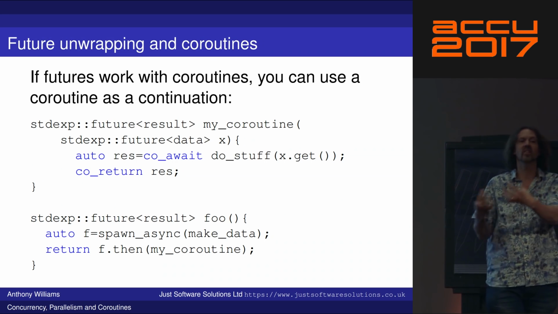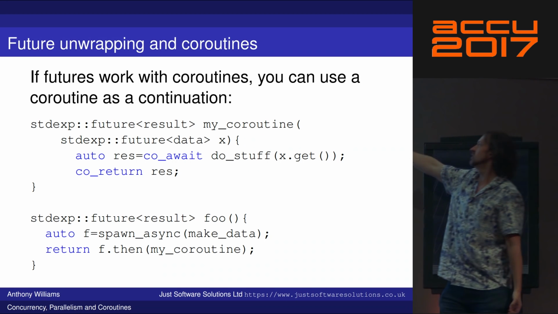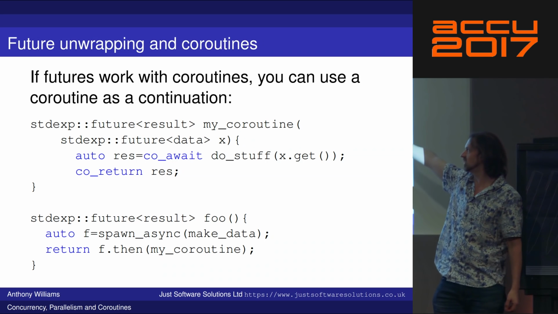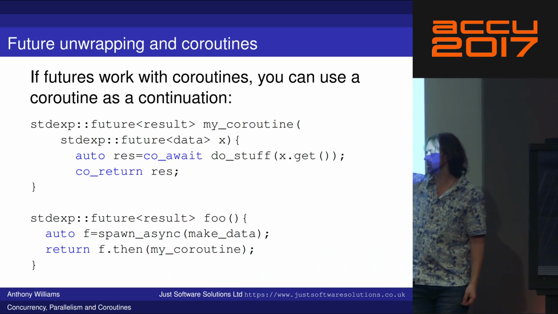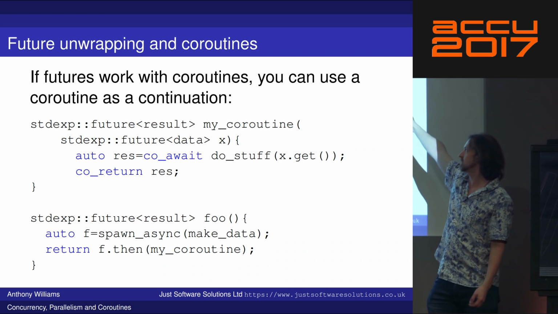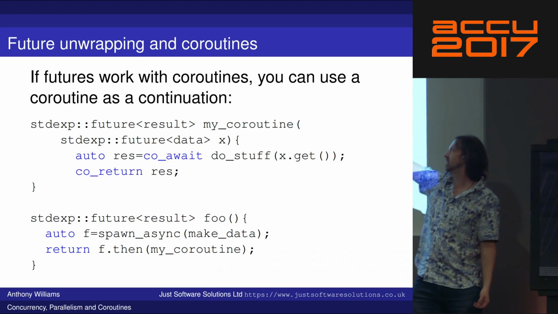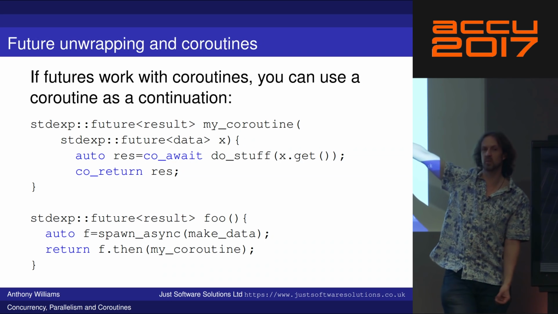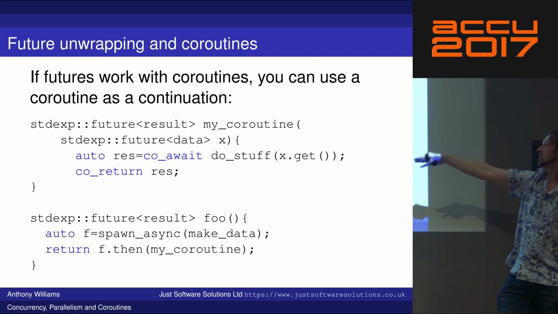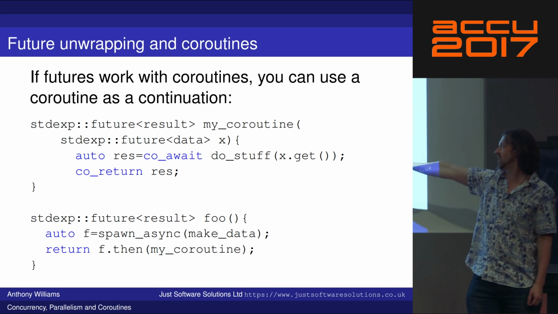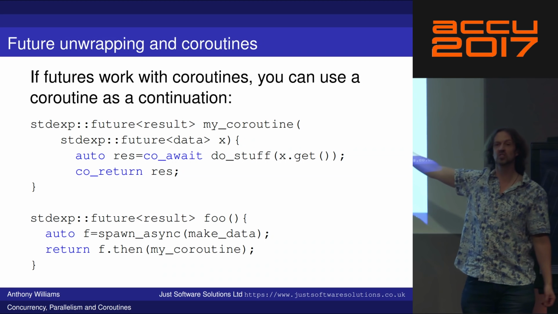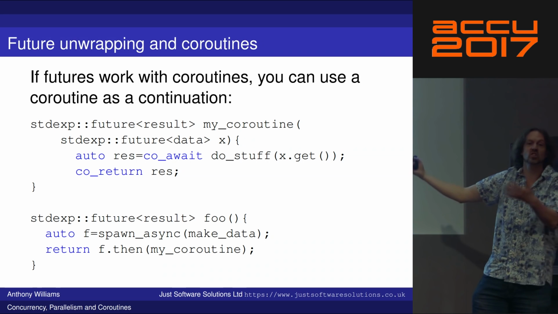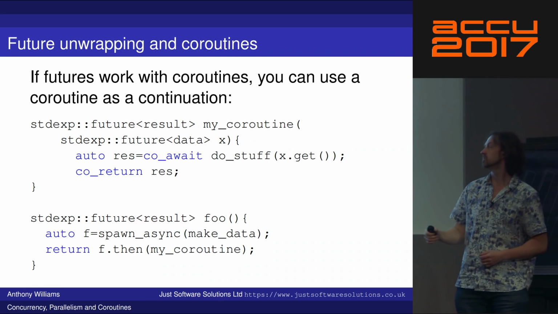And then, when you've done that integration, you can have a coroutine that waits on stuff and returns values. So if we've got some coroutine that waits on something and then returns, it uses co_return to pass the value, but the output value is an experimental future. Then we can spawn a future, and we can use that coroutine as a continuation, because it's just a function as far as the thing's concerned.